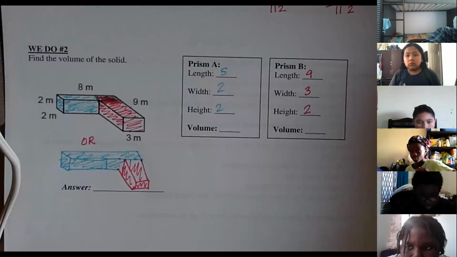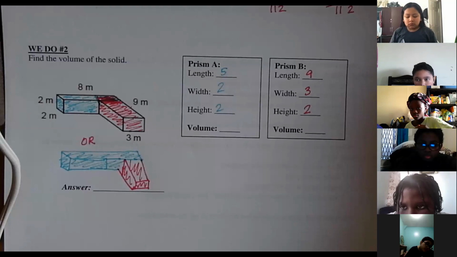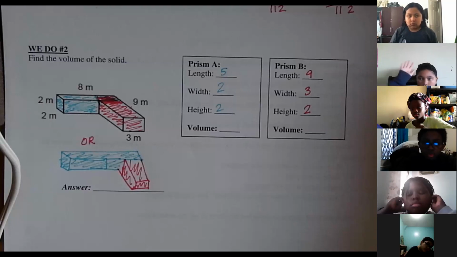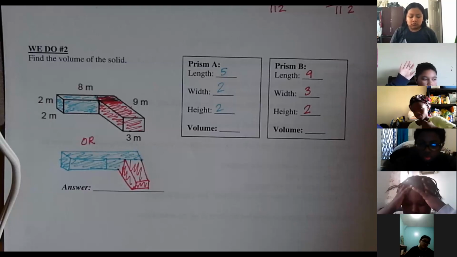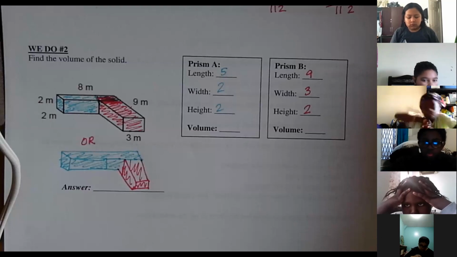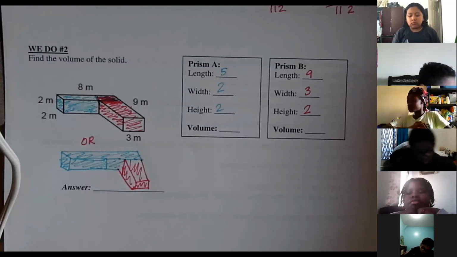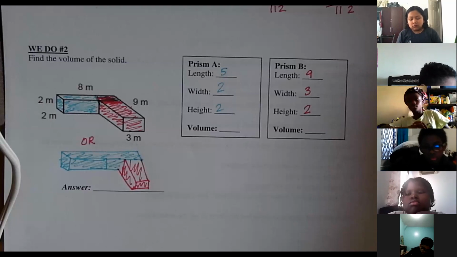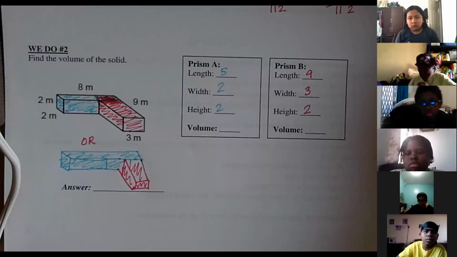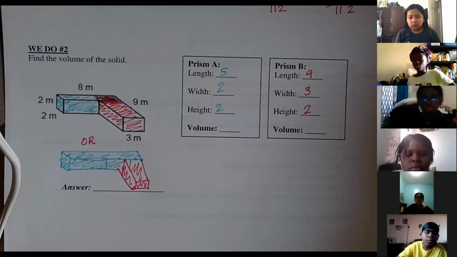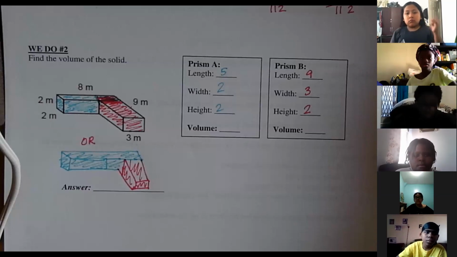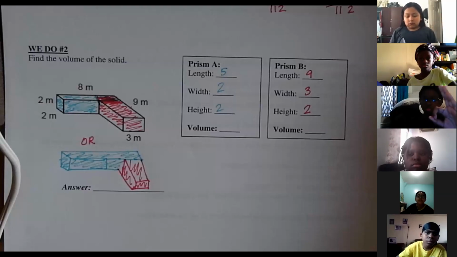All right. And then what was prism B? First tell me the dimensions and then tell me what your answer was, Michael. Length of 7, width of 3, and height of 2. I got 42. Great. When you added your two numbers together, what was your total volume? 74. Excellent. The correct answer is 74.